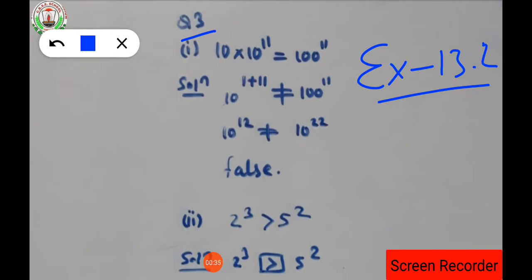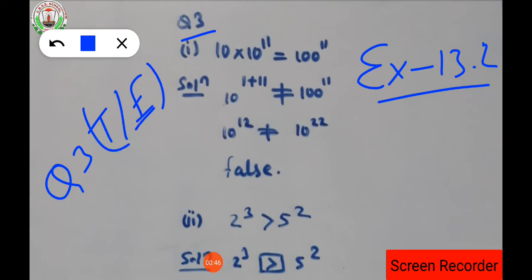Clear? Now question number 3 is about true and false, and if the statement is false we have to give the reason, we have to justify our answer. Clear? So this is question number 3. What is said in question number 3? Say true or false and justify your answer.